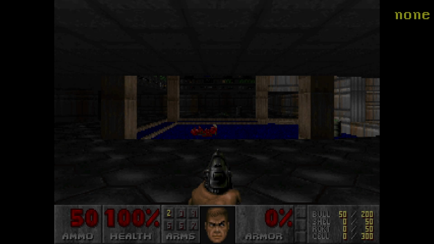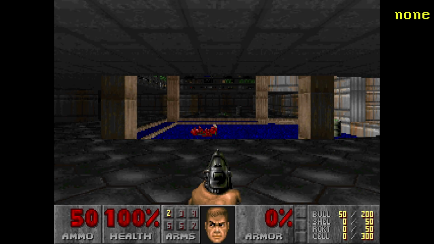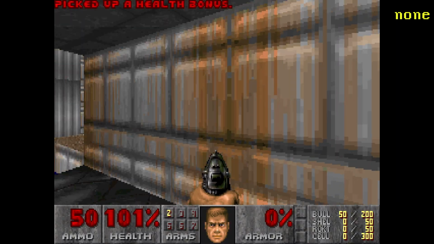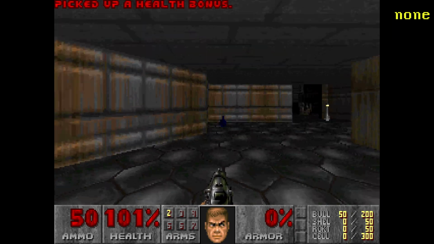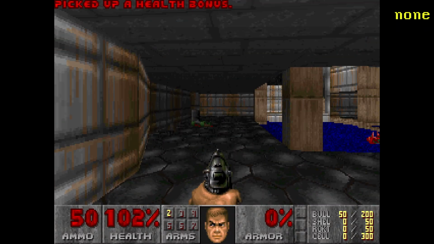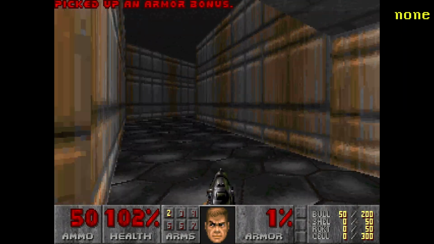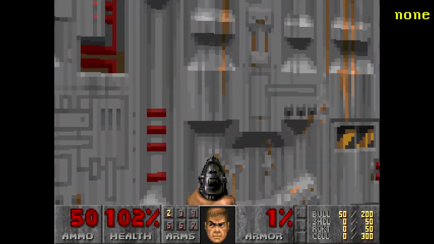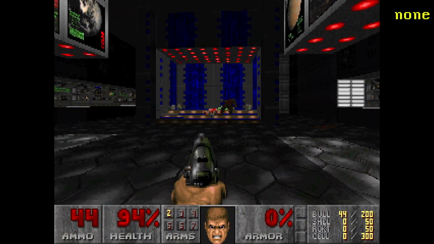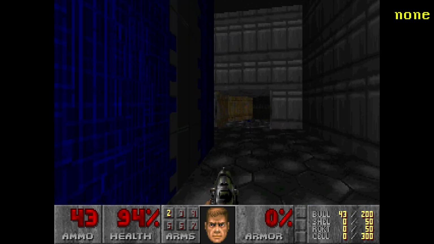And last but not least, this is none, which means I'm not using any of the DOSBox scalers. This is what Doom looks like by default on my NVIDIA graphics card, using the Linux graphics drivers provided by NVIDIA without any DOSBox scaling, so all the scaling is done on a hardware level by the graphics card itself.